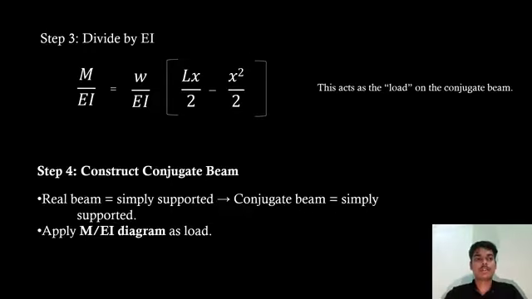Step 3 is divide by EI. So M by EI is equal to W by EI into the bracket LX by 2 minus X square by 2. Step 4 is construct the conjugate beam, which includes a real beam that is simply supported and a conjugate beam that is simply supported. Then apply the M by EI diagram as load.